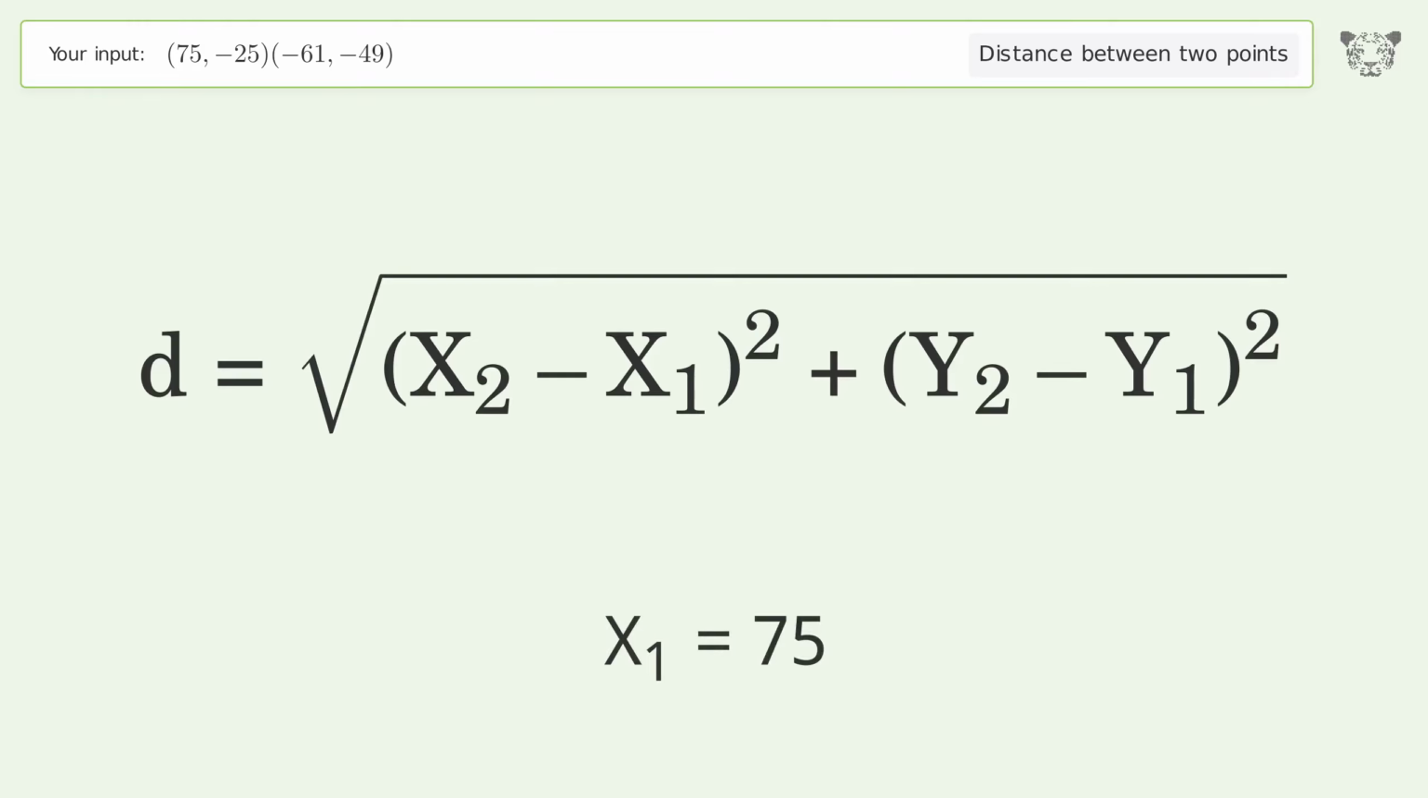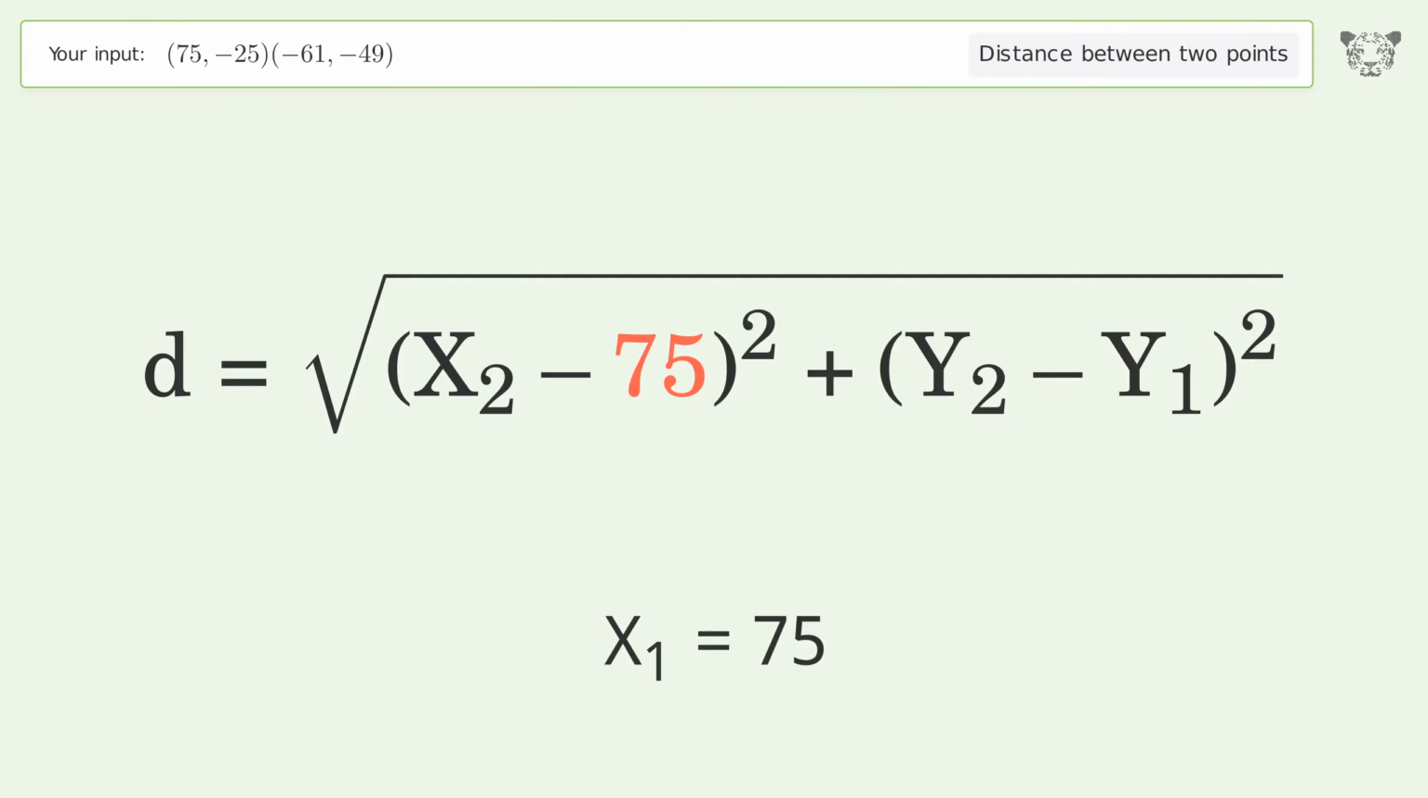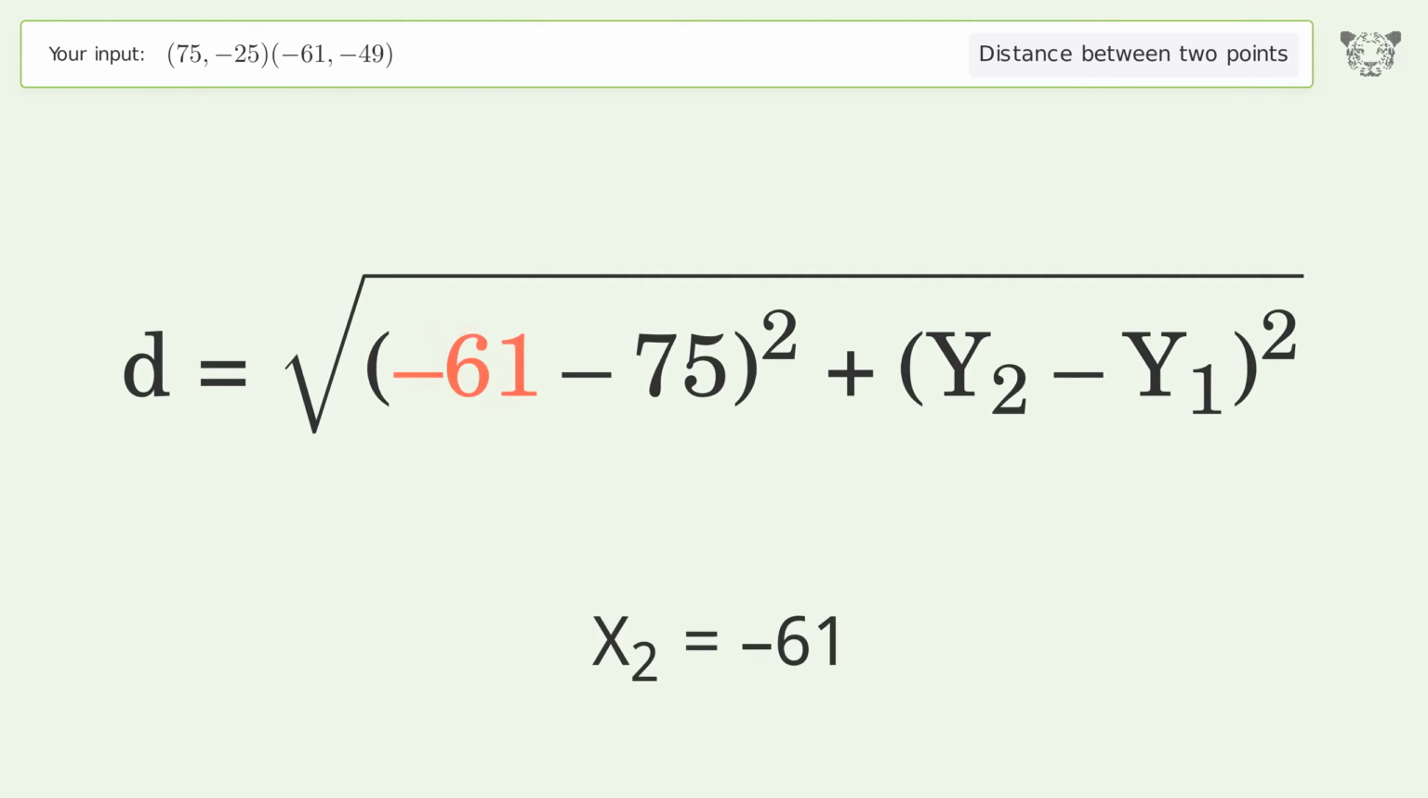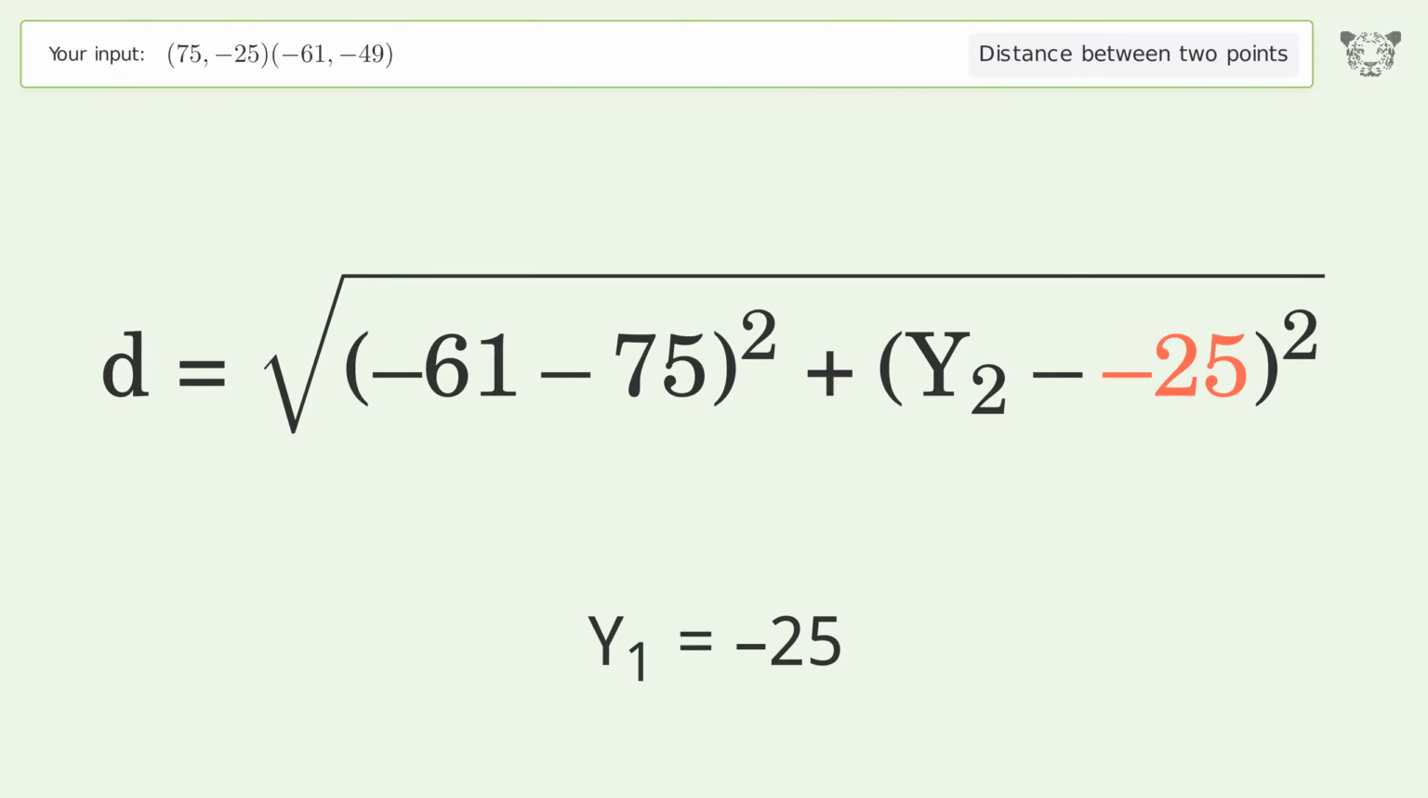x1 equals 75. x2 equals negative 61. y1 equals negative 25. y2 equals negative 49.